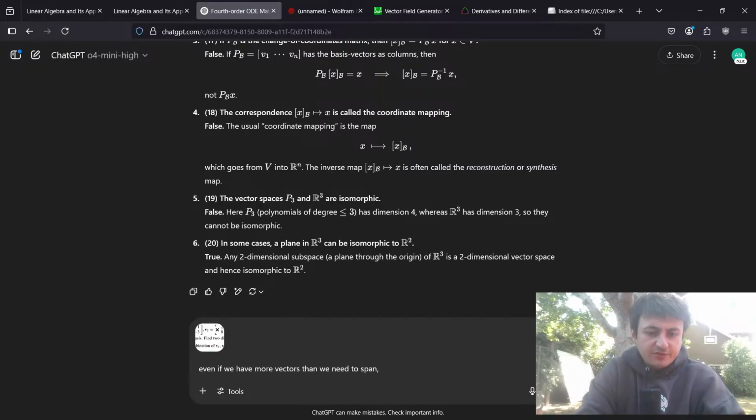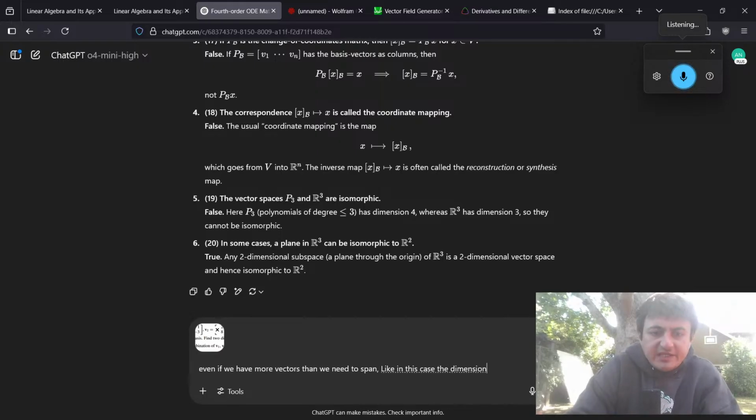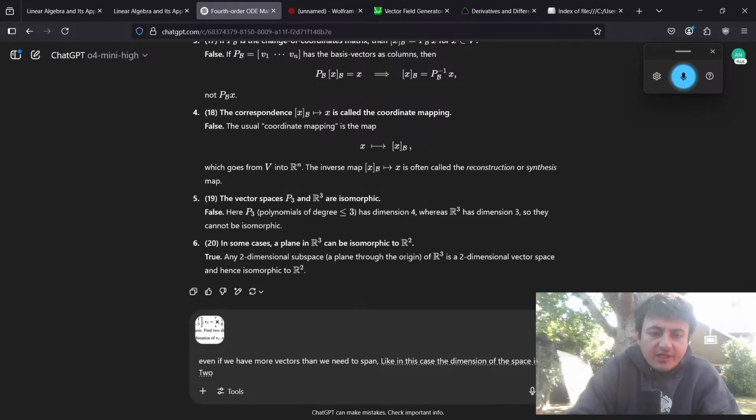Here, let me just talk to it. Like in this case, the dimension of the space is R2, but we have 3 vectors in R2, but it's not always the case, right, that any 2 vectors in our set of vectors is going to span the space, right?